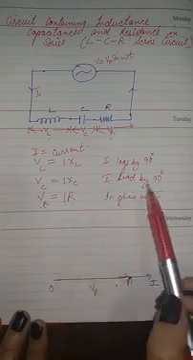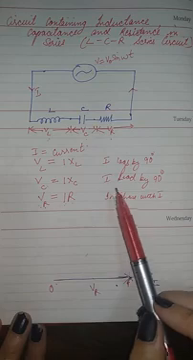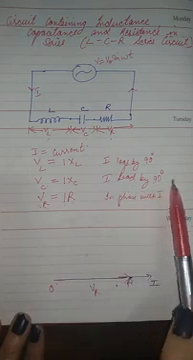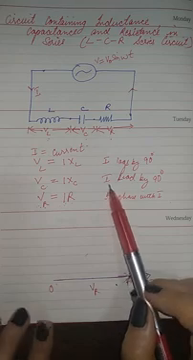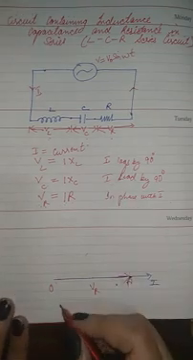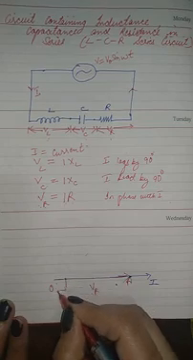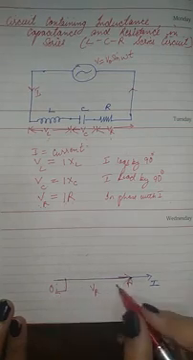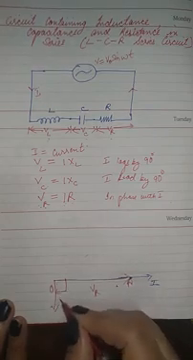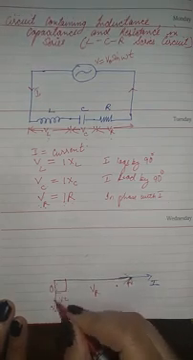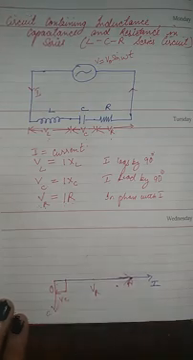Now the second thing, that is VC. Over here I leads by 90 degrees. That means VC lags the current by 90 degrees. So if it lags current by 90 degrees, it will be 90 degrees behind the current. If current is this side, then VC will be 90 degrees behind this. This line represents vector VC. This point over here is C.